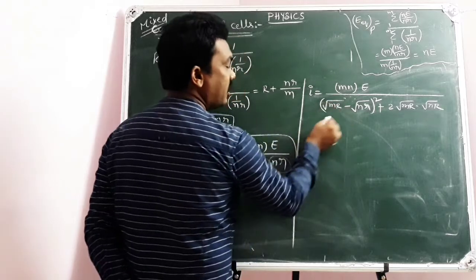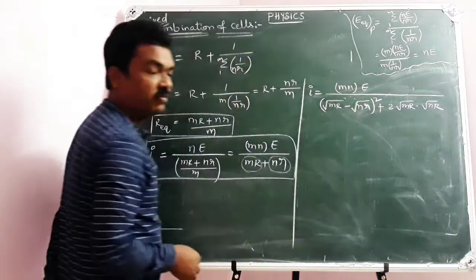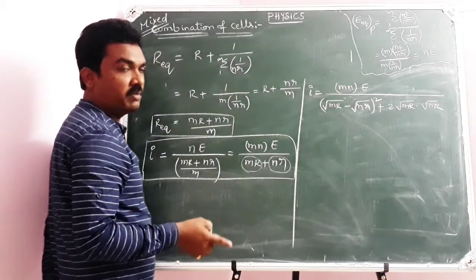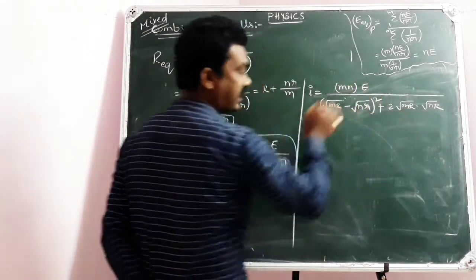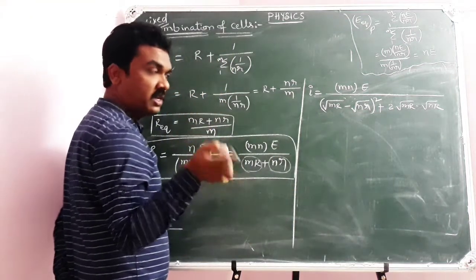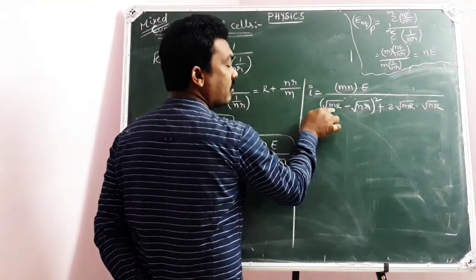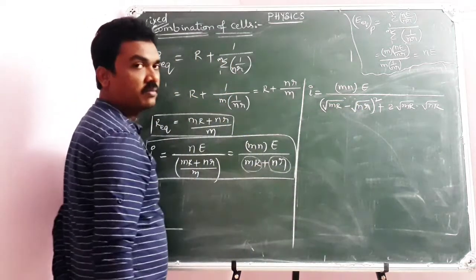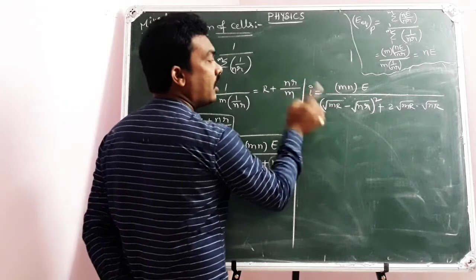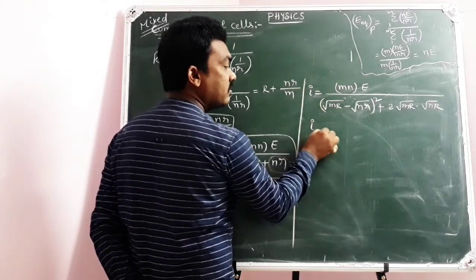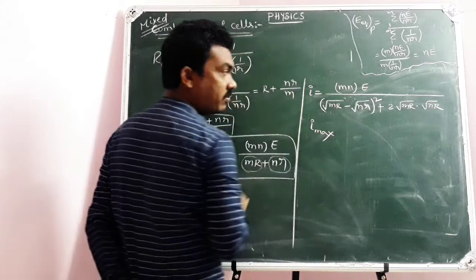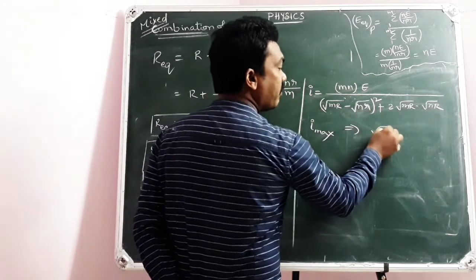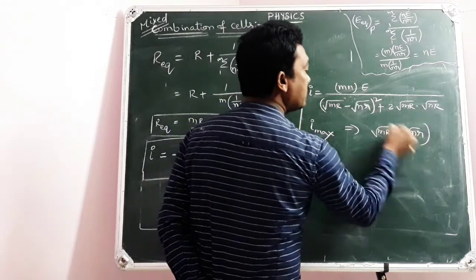root mR is supposed as A, root nr is supposed as B. So (A minus B) whole squared means A squared plus B squared minus 2AB. So minus 2AB plus 2AB will cancel. We will have A squared plus B squared. A squared plus B squared means root mR whole squared plus root nr whole squared, so you will have mR plus nr, which is well-known mathematics. Now, to have I maximum, the denominator should be minimum. So this denominator value will be minimum when root of mR minus root of nr is equal to 0.